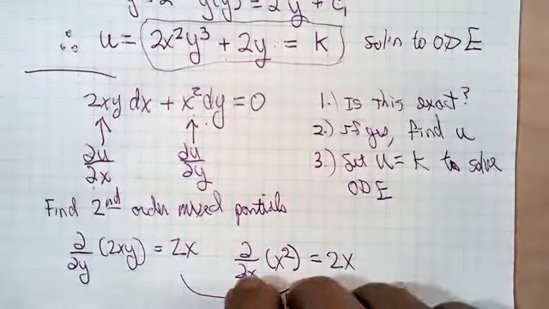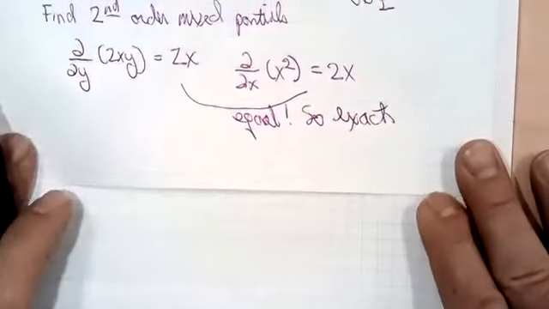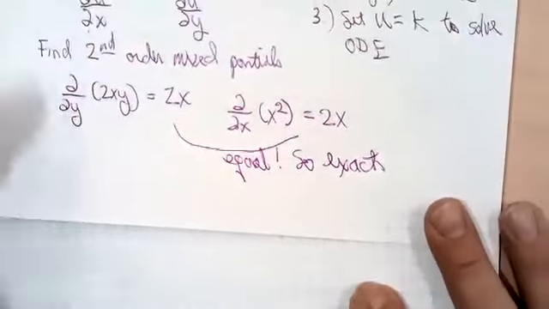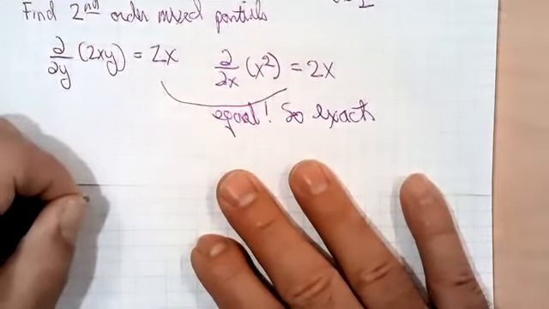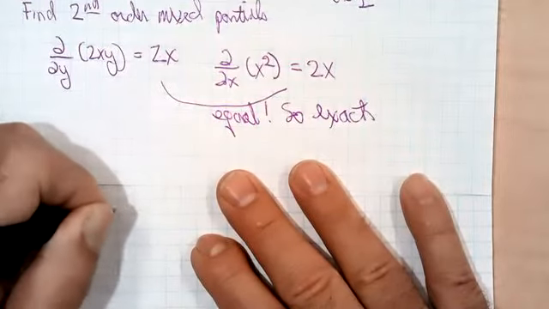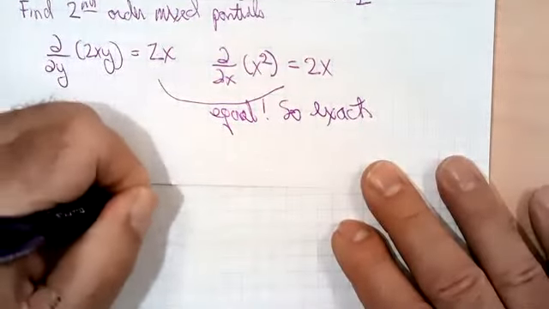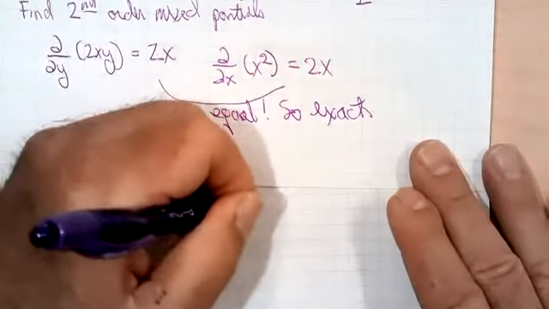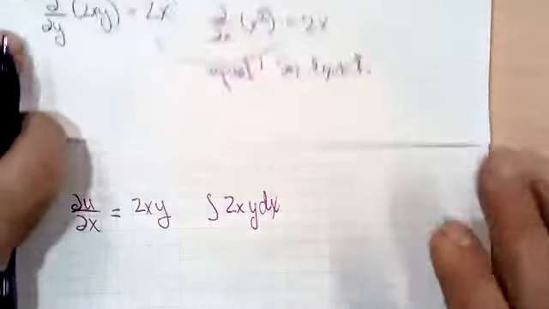Okay, so now I have assurances that the equation is exact, and I would like to find the solution. So here's what I know. The partial of u with respect to x is equal to 2xy. Therefore, if I integrate 2xy with respect to x, it gets me back to u.